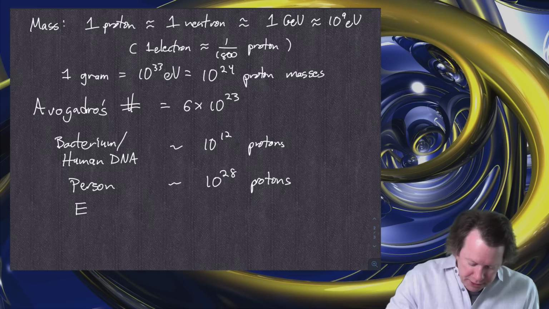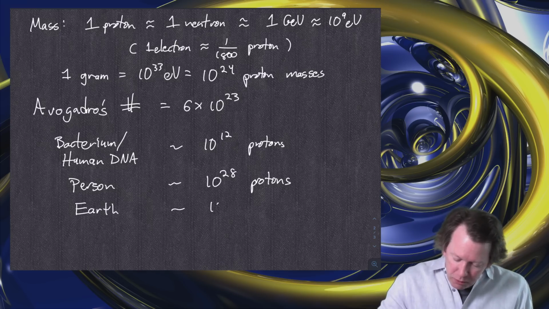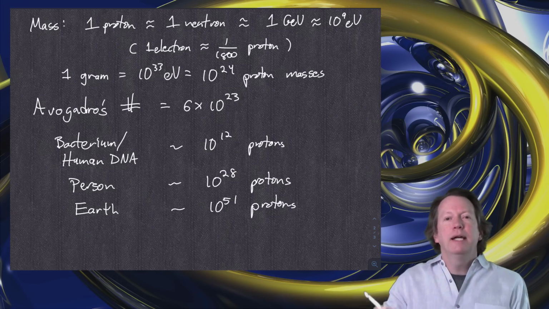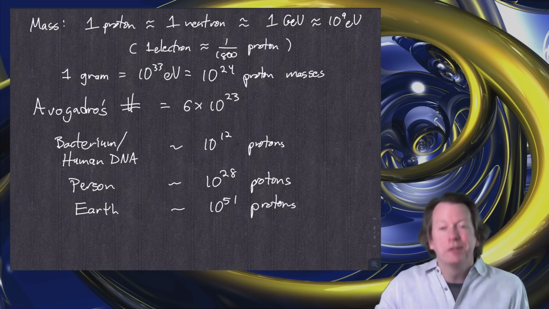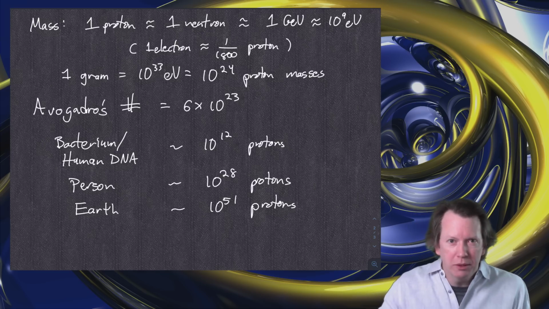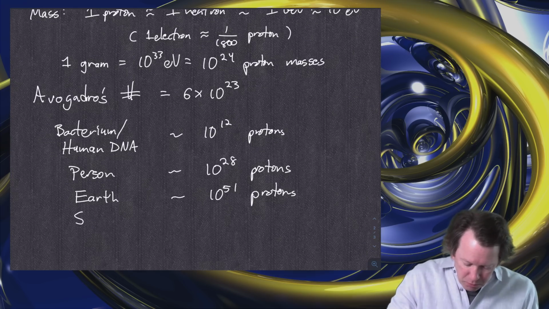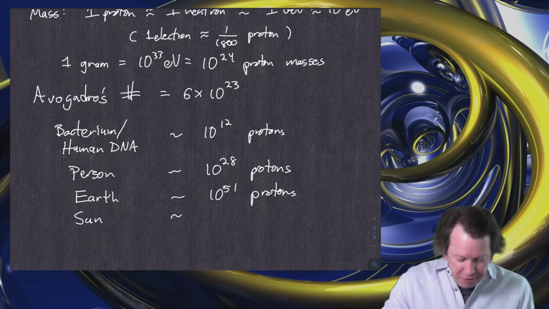The Earth, not really sadly, that was a joke. The Earth is about 10 to the 51 protons. Again, this is not the number of protons in the Earth. This is the mass of the Earth in units of 1 proton mass, okay? Most of the Earth is neutrons, not protons. The Sun, 10 to the 57, if I can read my handwriting here.